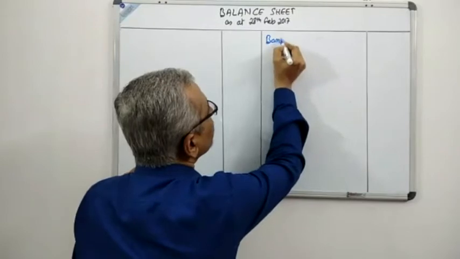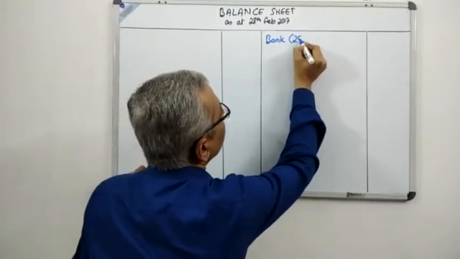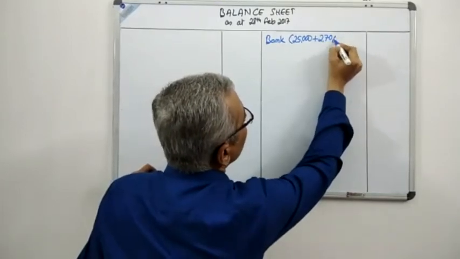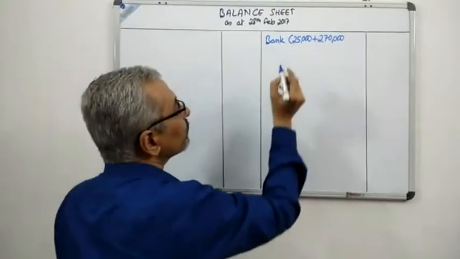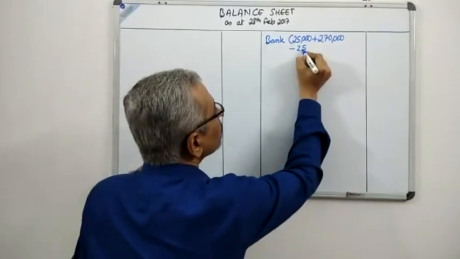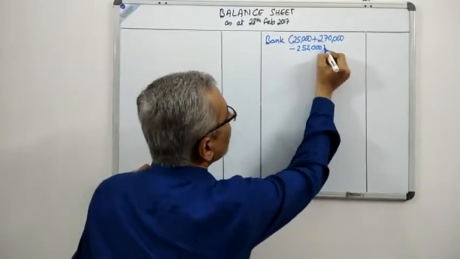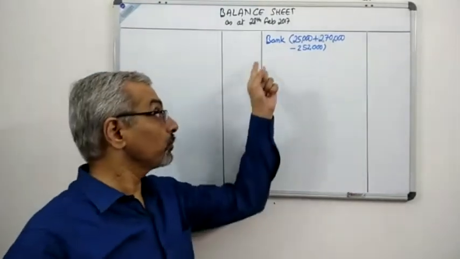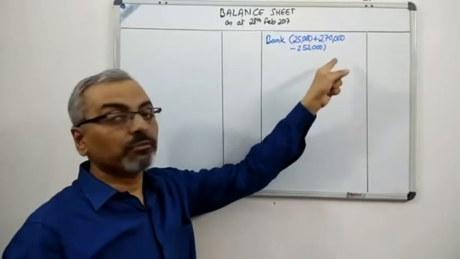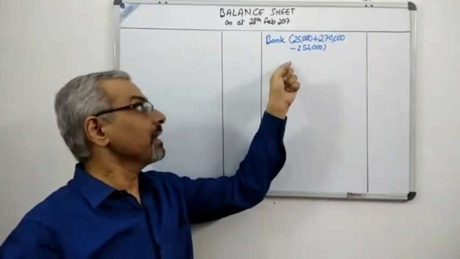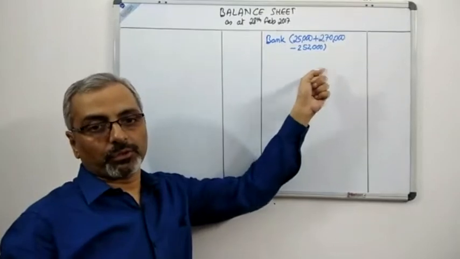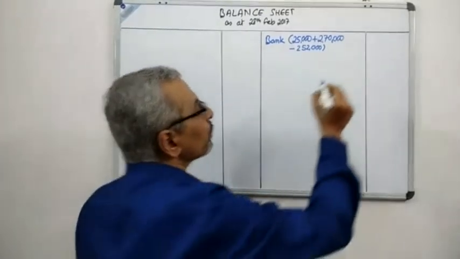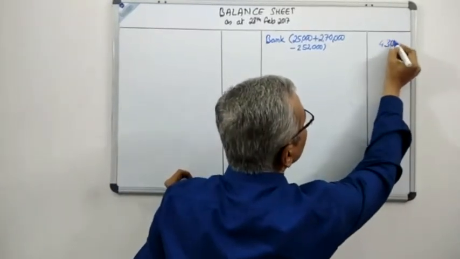See very carefully. I'm opening a bracket, writing 25,000. With that, I'm writing 2,70,000. This is the amount which we have received by sale of investment, and 2,52,000, which is the amount which has been paid to C, the retiring partner. This can be shown in the bracket, or it can be shown as bank 25,000 add investment sold 2,70,000 less paid to C 2,52,000. Both are absolutely correct. You do whatever you feel. Okay, so over here the amount is 43,000.